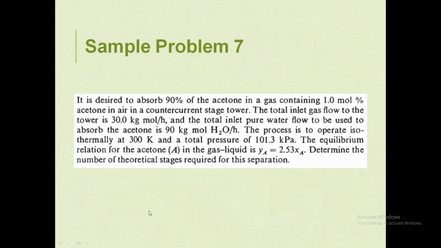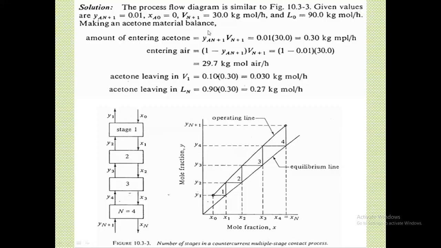Let me show you the solution because I already included it in the slide. The process flow diagram is the figure that you are seeing here, figure 10.3-3. The given values are, for your Y sub A N plus 1, the 1% acetone. Your X sub A0, the mole percent acetone in the solvent, which is pure water, is 0. And this is the amount of the feed to be processed in the column, your V sub N plus 1. And this is the amount of pure liquid water that will be used in scrubbing the air-acetone mixture. You need to take out acetone from the air. So you have 90 kg mole per hour.